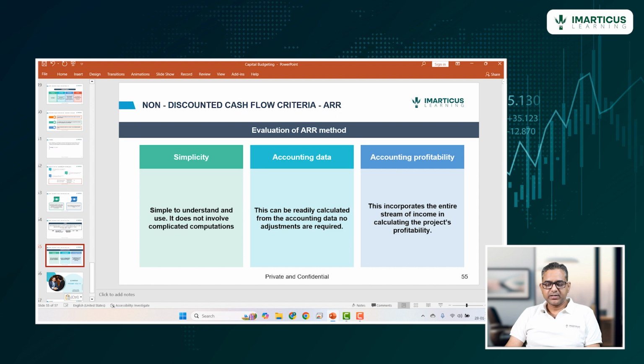Simplicity: it is simple to understand and use. It does not involve complicated computations. This can be readily calculated from the accounting data. No adjustments are required. This incorporates the entire stream of income in calculating the project's profitability.